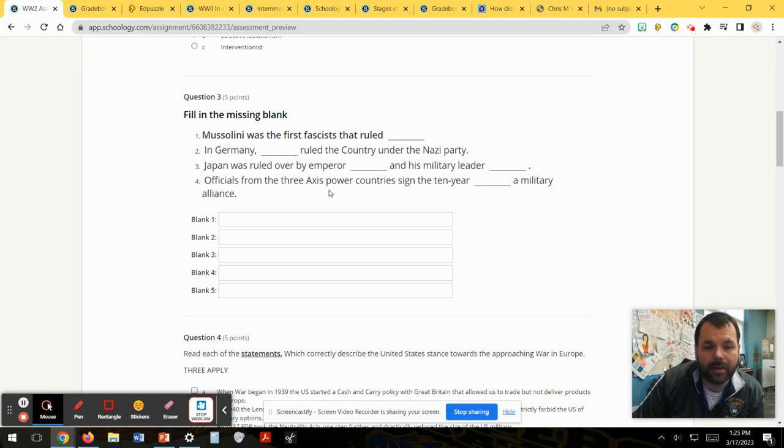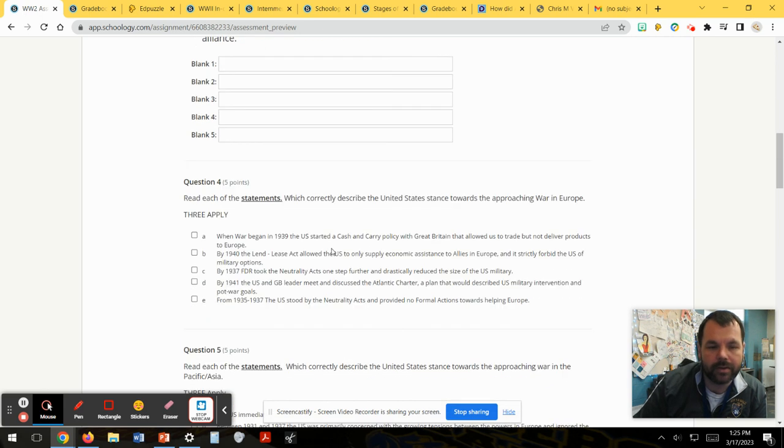And officials from the three Axis power countries signed the 10-year. There's an agreement that, if you found it, that's the answer there. Again, this is going to be that chart from GO2. This should help you with this.